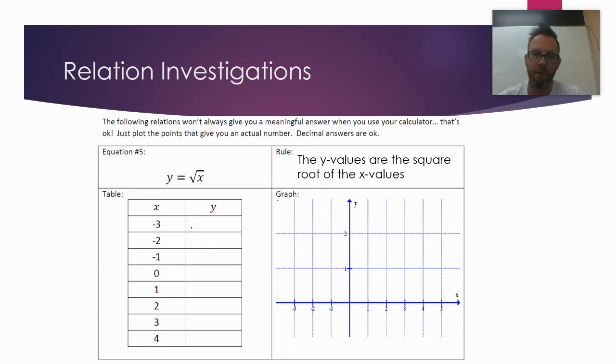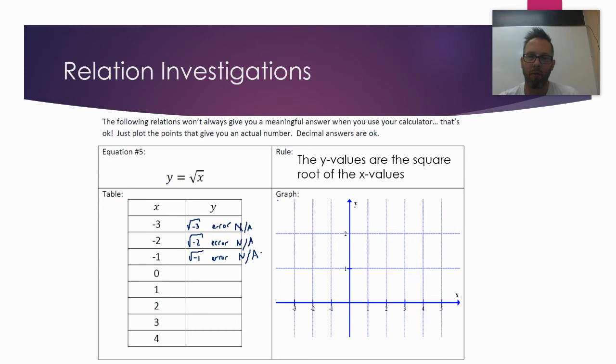But hopefully what you found was that when you did the root of a negative number, you just got an error. So you can just write error in here, or if you want to write NA, that works too. You don't get a Y value when you plug in those X values, you get an error message. There's no Y value and there's no point.